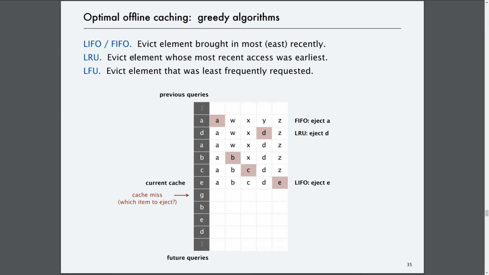Essentially it is the one which hasn't been used for the longest time. So its most recent access is earliest in history. We also have something called least frequently used. And then we keep count of how many times an item has been requested, and we throw away the one which has been requested the least number of times.